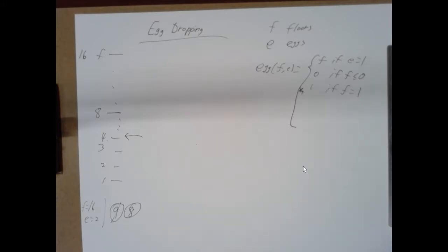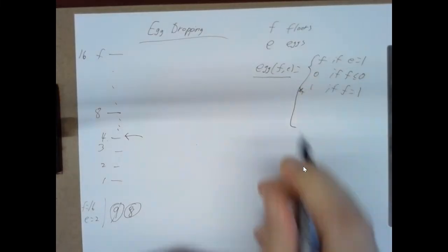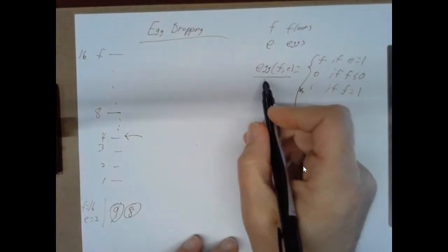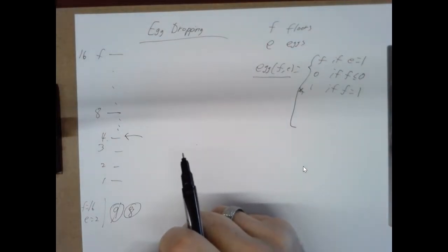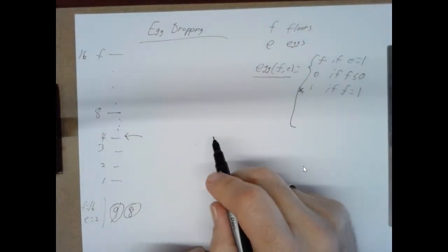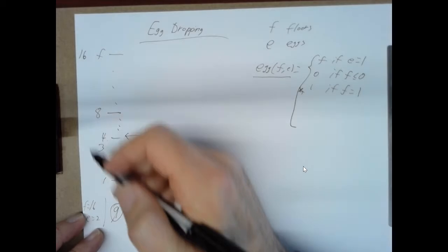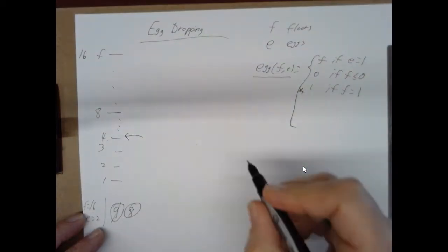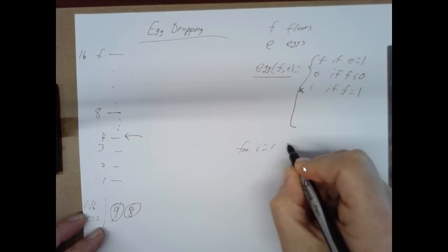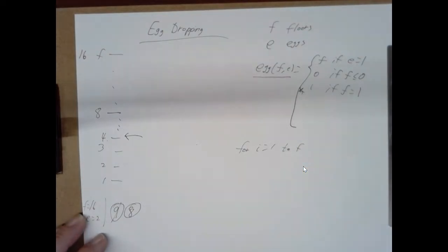We can express the solution to this problem, we can express this function, in terms of other values of this function, right? So we've got a few base cases here, but let's look at the general case, F floors and E eggs. Well, we can try this experiment of dropping the first egg from every possible floor. So we could say for I equals 1 to F. And we're going to drop an egg from that floor, so that's one experiment, dropping from floor I. And there's two possibilities, the egg survives or the egg breaks.